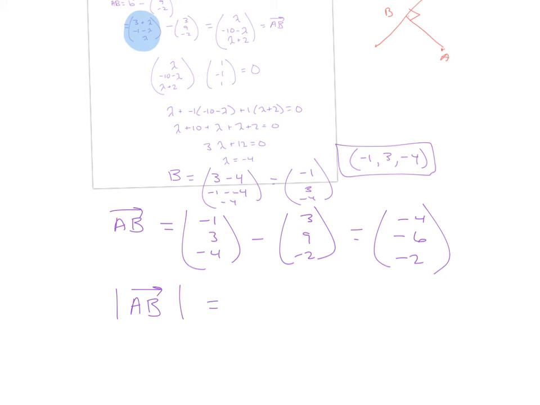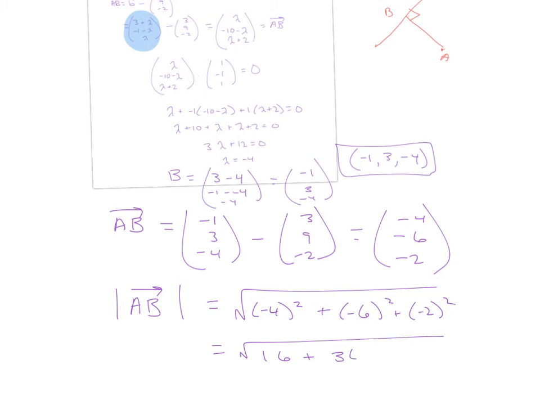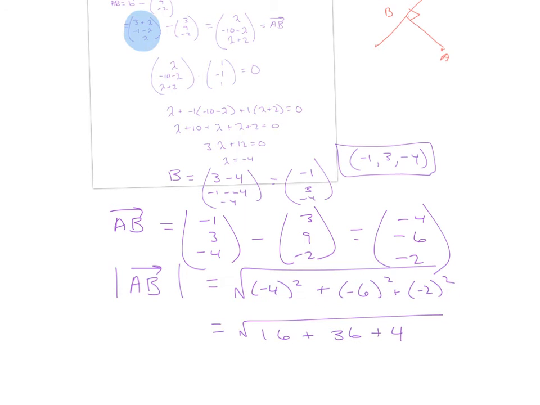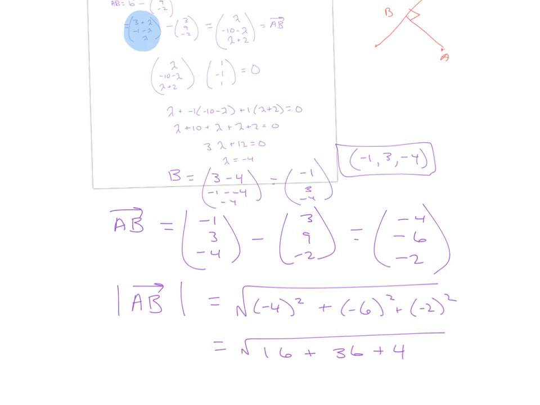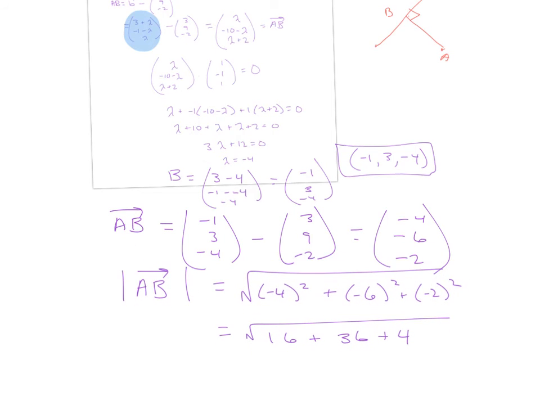So the magnitude is going to be the square root of -4 squared plus -6 squared plus -2 squared. So that's 16 plus 36 plus 4. Okay, and so that gives us 56. The square root of 56. That is our distance from A to B, or the shortest distance from point A to line L.